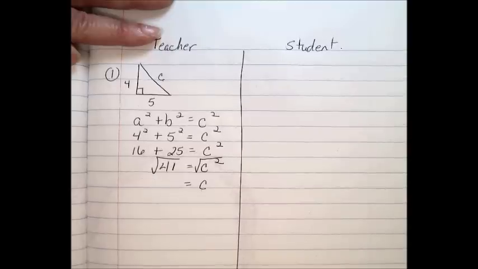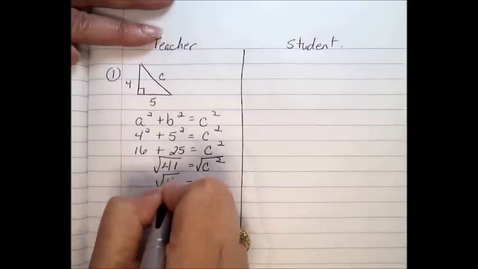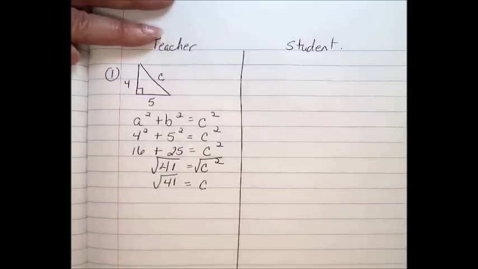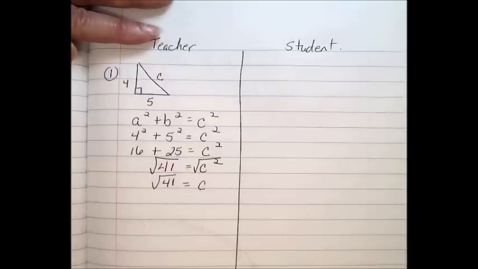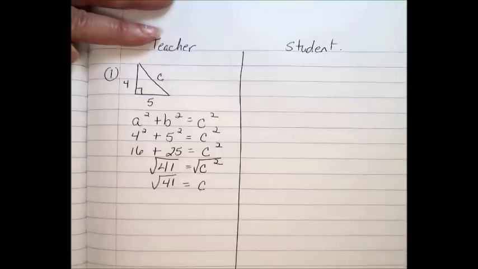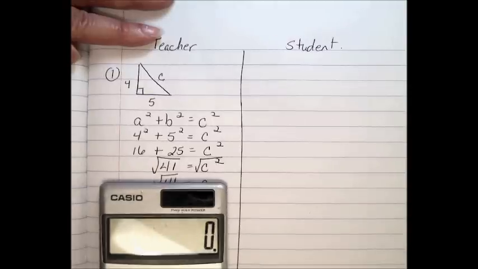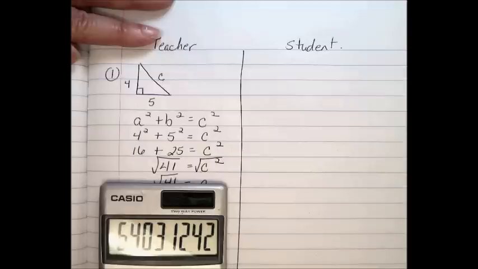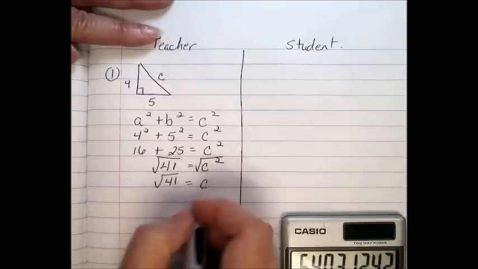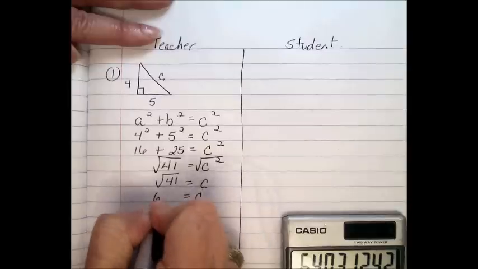Now, the directions say to round to the nearest tenth. So here's what you're going to have to do. You're going to have to get a calculator, because it doesn't have a perfect square root. So I'm going to get a calculator, and I'm going to say 41 and hit the square root button, and that's what I get, 6.4 to the nearest tenth. C equals 6.4 feet. Okay?